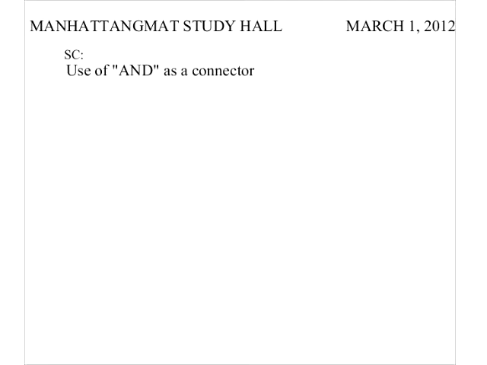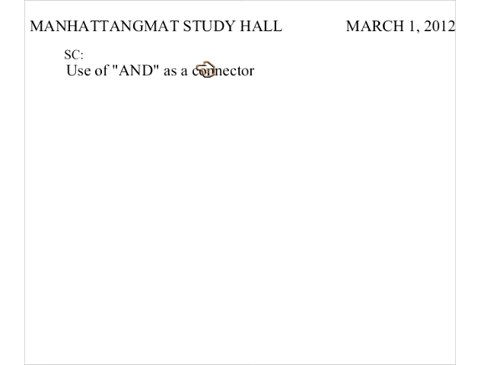Welcome to the March 1 edition of the Manhattan GMAT Study Hall. Today we're going to do sentence correction again, and we're going to focus on the use of the word "and" as a connector. Seems to be a recurring theme in a number of these problems. They like to use the word "and" in various contexts. So we'll be talking about that.